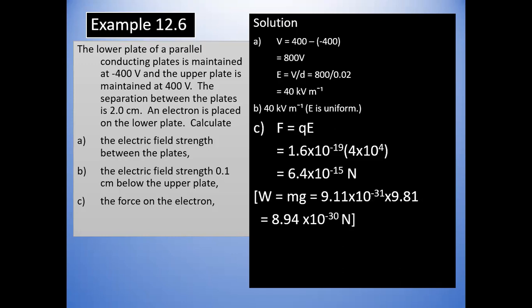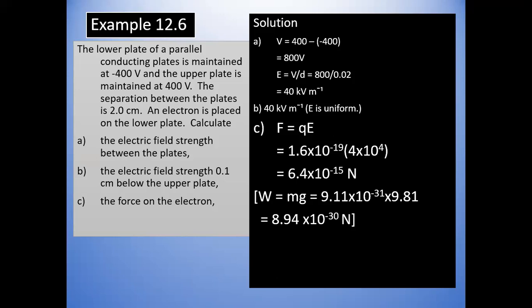So 4 times 10 to the power of 4 times Q. What's the Q? You have to look at the physical constant data sheet. Q is a constant, and you must know where to find it on your data sheet. So 1.6 times 10 to the power of negative 19 times 4 times 10 to the power of 4. The answer you get is 6.4 times 10 to the power of negative 15.